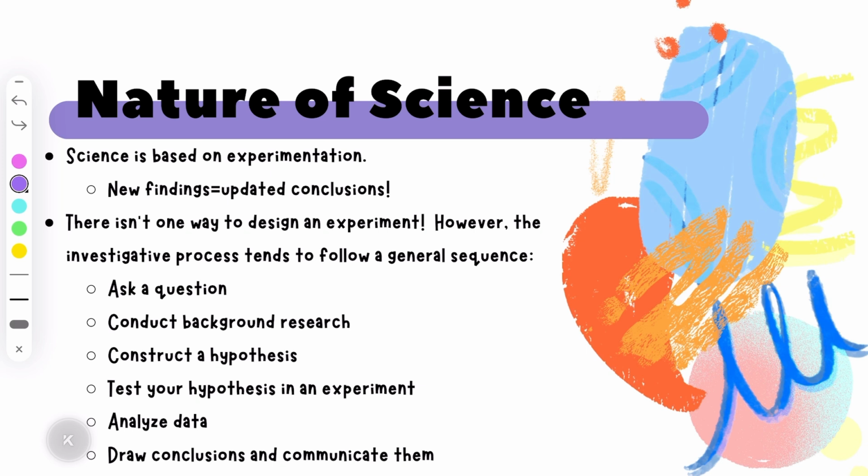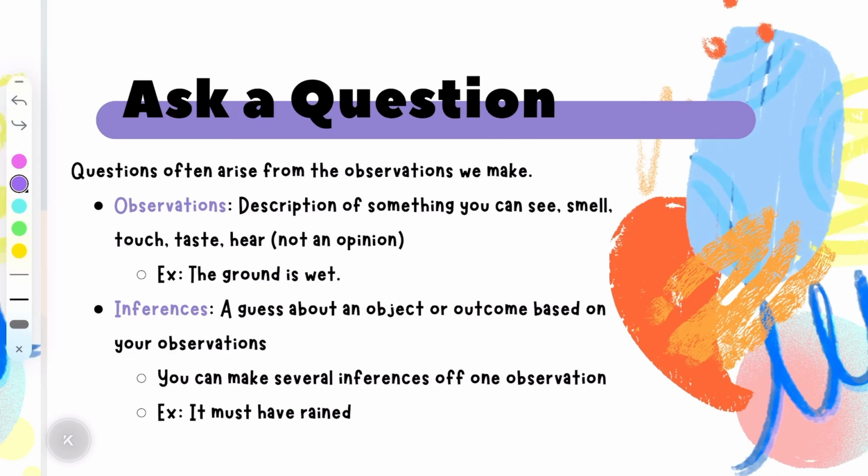So typically we ask a question, what's going on? We conduct some background research to see what other people have done about it. We make a hypothesis, so kind of like our educated guess about what we think is going to happen. Then we test our hypothesis with an experiment, and then we take that experiment's data and analyze it and then draw conclusions from that data and then communicate them normally through a research paper.